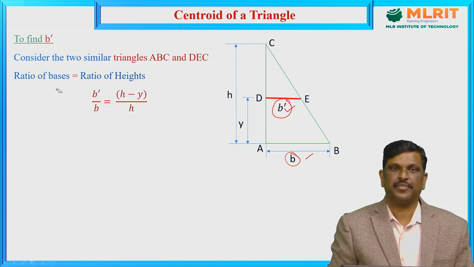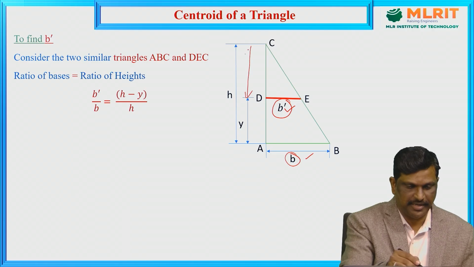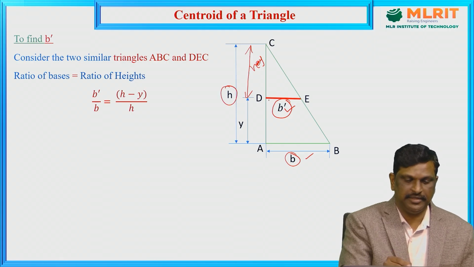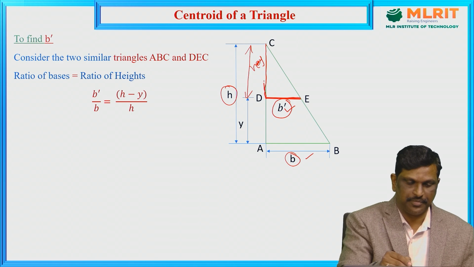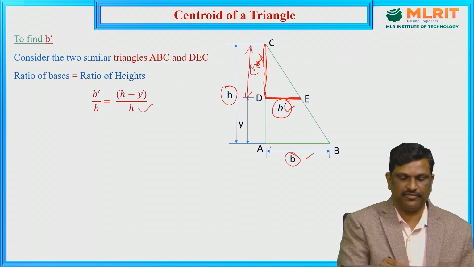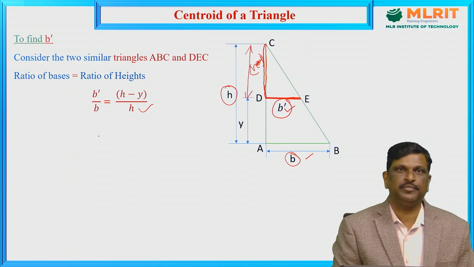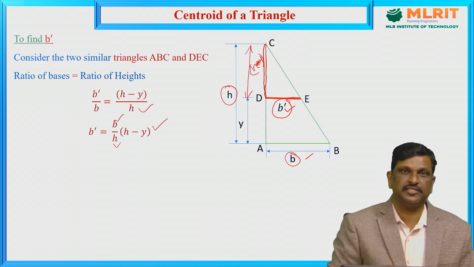h minus y, the height of the small triangle. The total height is h and the DE line is at a distance of y. So, the height CD of the small triangle is h minus y, divided by the total height, or height of the big triangle ABC. From this expression, we can calculate b dash. b dash is equal to B by h into h minus y.